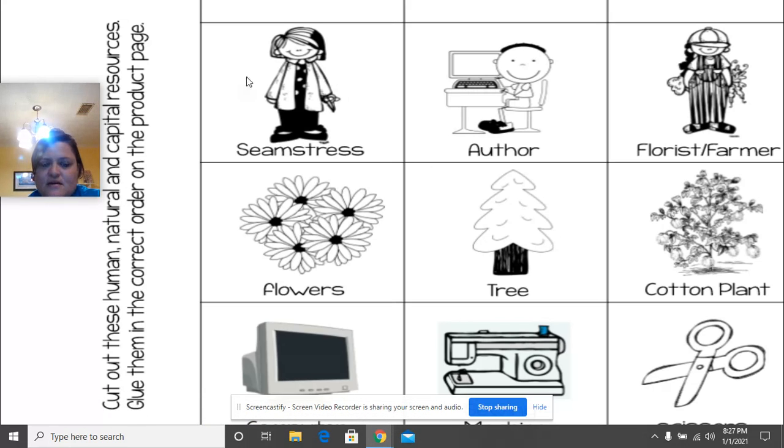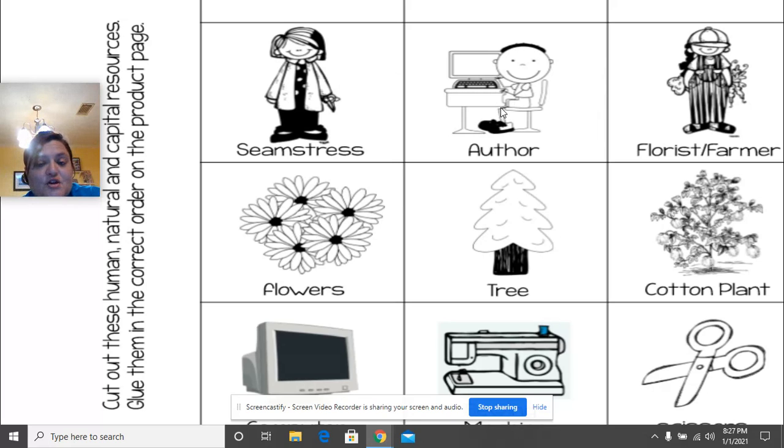A seamstress is somebody that sews. This is a human. So what kind of a resource do you think this is going to be when we need to cut and paste on the next page? She is a human. So yes, that is correct. She is going to be a human resource.